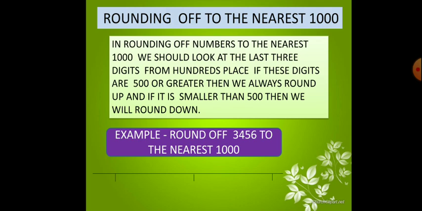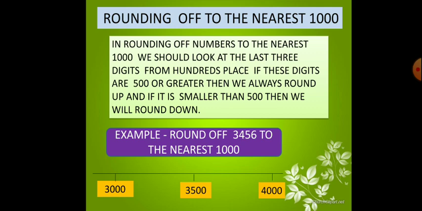For example, we have to round off 3456 to the nearest thousand. So the first thing we will do is see between which two numbers this number 3456 will come. Let us see. This number comes between 3000 and 4000, and always write the mid number, that is 3500 is the mid number here.